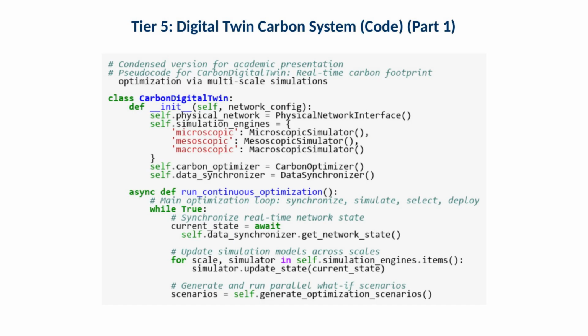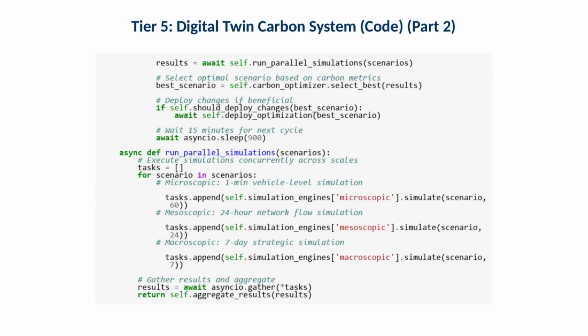This code section typically defines data ingestion and synchronization, turning operational telemetry into a clean state for simulation. It also defines how scenario alternatives are generated, such as changing route assignments or shifting mode shares. This part usually runs the optimization cycle on a schedule, for example, every 15 minutes. It evaluates candidate actions, checks feasibility, and outputs recommended changes that can be deployed immediately.